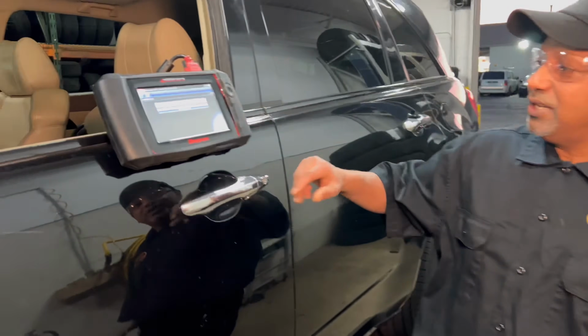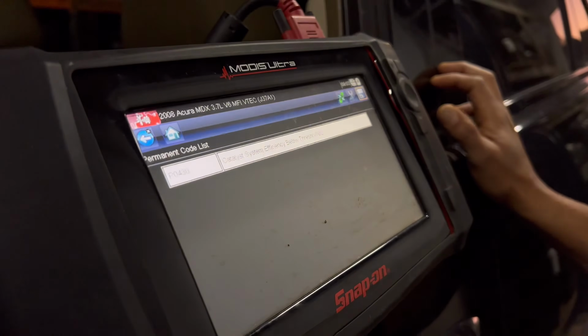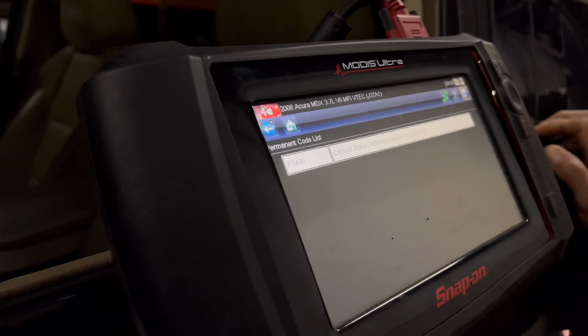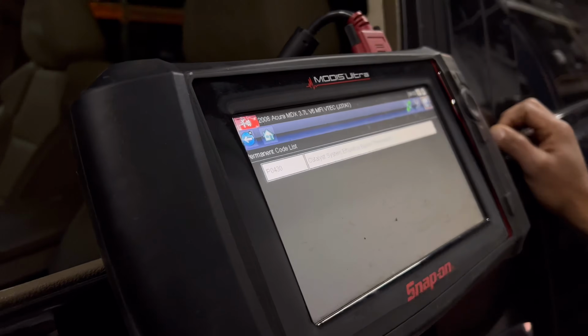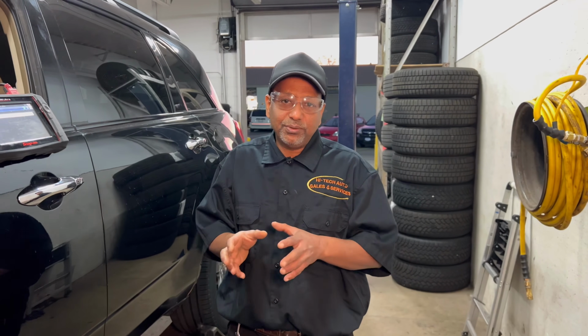We got a scanner hooked up here just to know what we got. So that's the code we're dealing with: P0430, catalytic converter below efficiency level. So definitely we have an issue with the cat on bank 2, because this is a V6, so you have bank 1 and bank 2. We're going to be looking at where bank 1 is located, because you have to look into the displacement or the firing order to locate the exact cat.